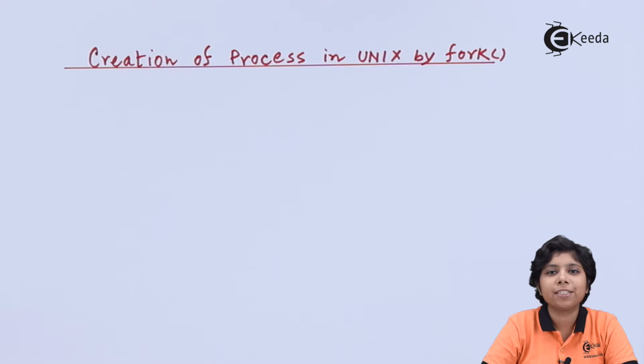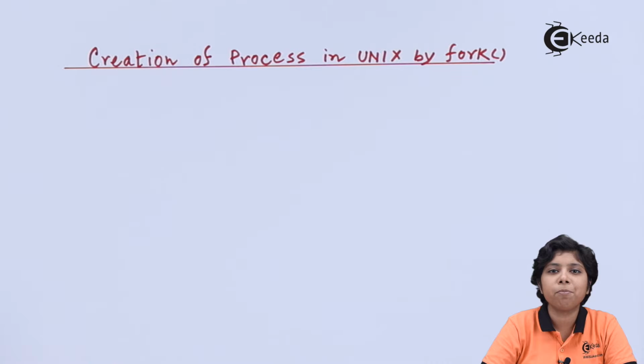The parent process is executing concurrently with the child process, and the second is that the parent waits until the child process terminates. After the termination, the parent process can resume its operation. And in the address space, there are also two possibilities. The child process has the same address space, that means the same data, information and programs as the parent process. And the second one is that the child process has a new program loaded into its address space.